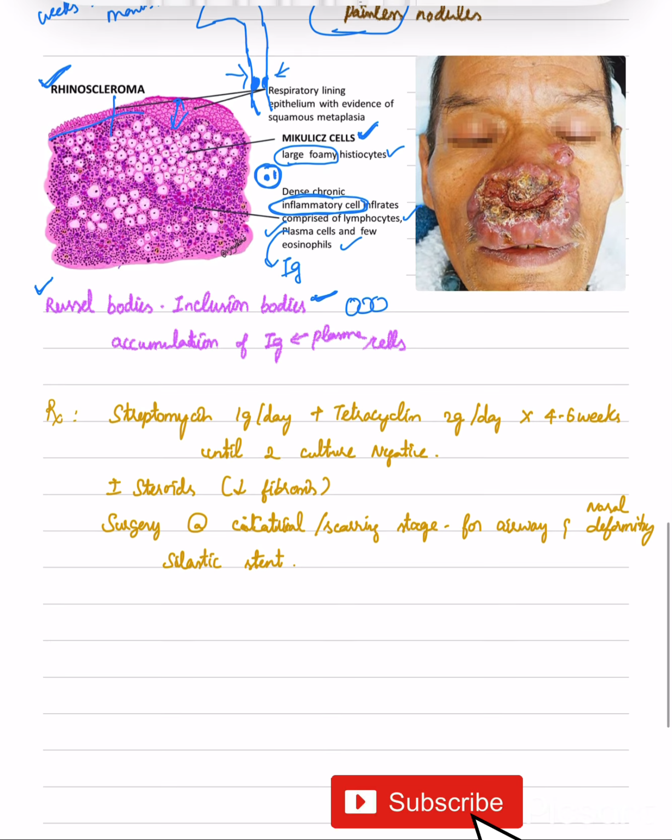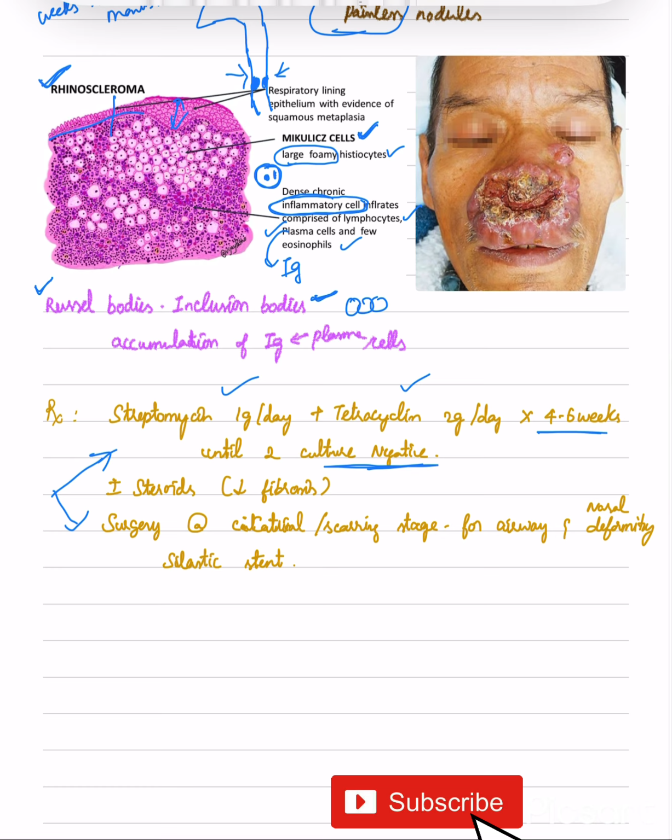Coming to the treatment, we have medical management and surgical management. In medical management, the antibiotics of choice are streptomycin 1 gram per day and tetracycline 2 grams per day. It should be given for 4 to 6 weeks or until there are negative cultures on 2 occasions. We can use it with or without steroids.